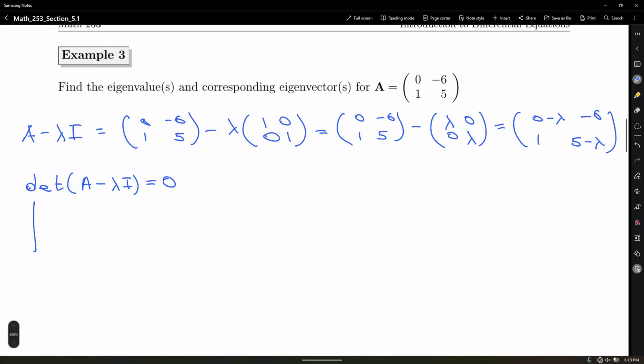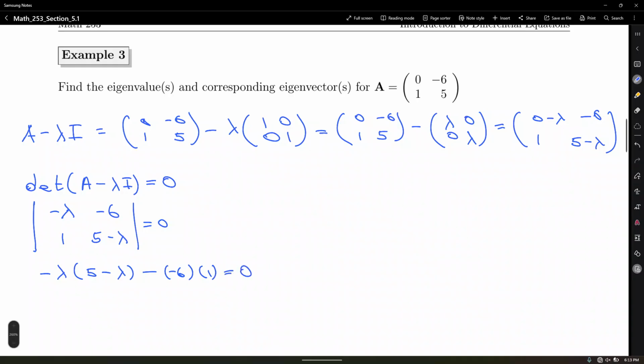So the determinant is the bars: 0 minus lambda, that's negative lambda, and then negative 6, 1, 5 minus lambda. Let that be equal to 0. Okay, so for a 2 by 2 matrix, the elements along the main diagonal, that is negative lambda times 5 minus lambda, minus negative 6 times 1. Let that be equal to 0.